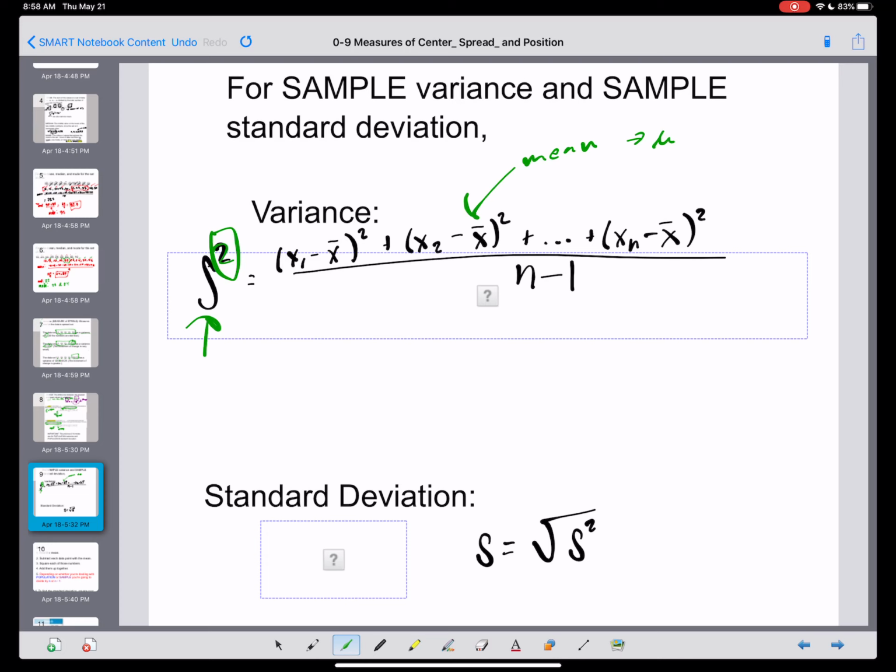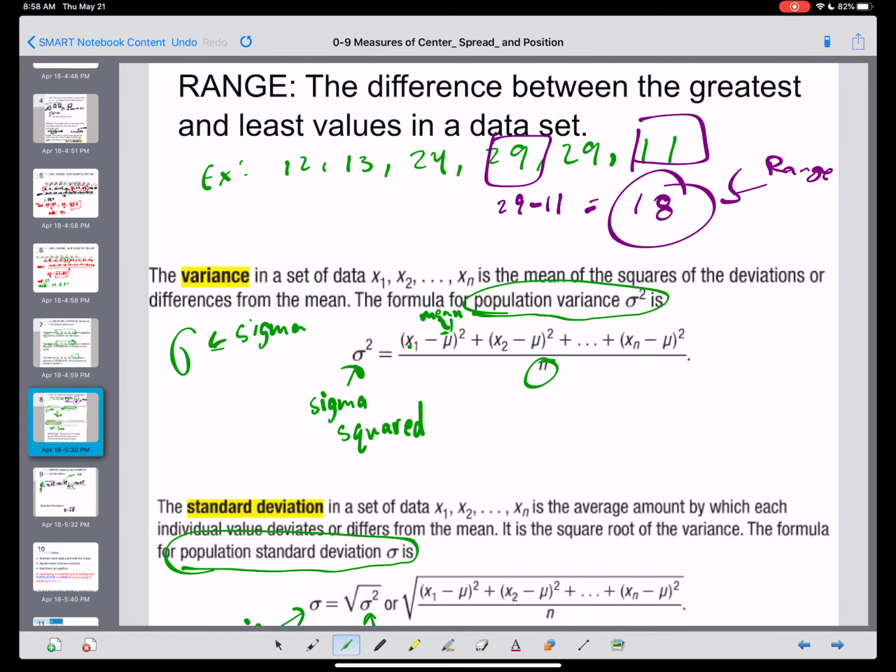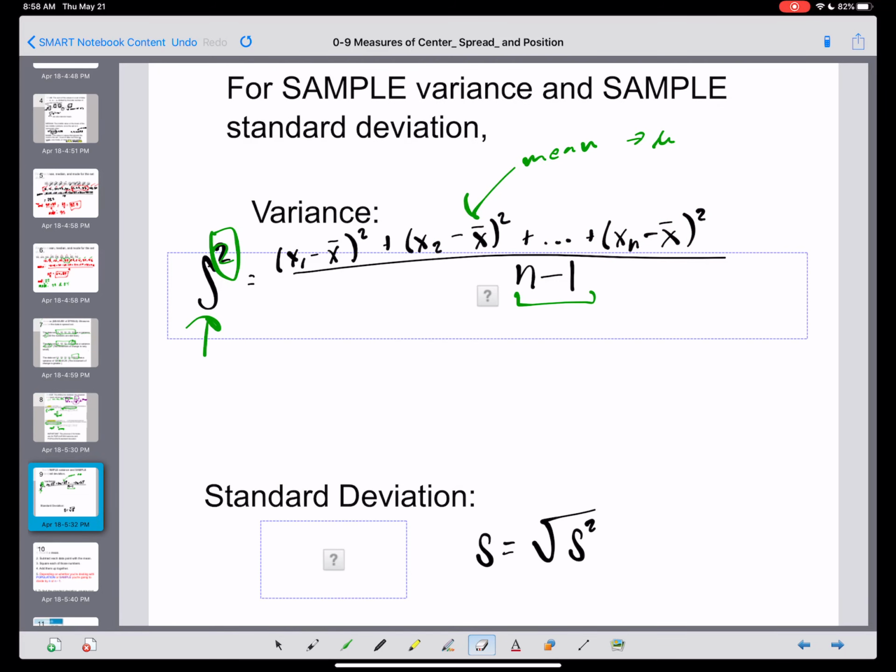So nothing changes. The only thing that changes is the bottom, instead of being an N, like here it was an N, it's now an N minus 1. Same thing for standard deviation. Once you have the variance, you just square root to find the standard deviation. Okay, so you take your variance, square root to find the standard deviation.